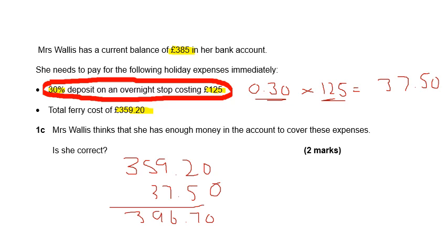So is she correct? No, she's not correct. Okay, she was wrong. I think she had enough money. Okay, she's actually £11.70 short. Okay, and that answers that part of the question.